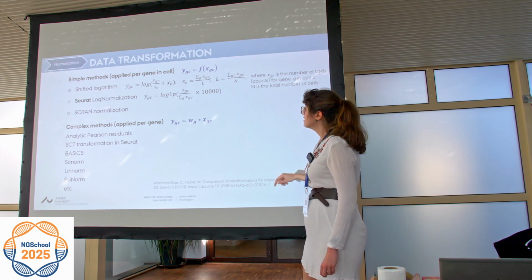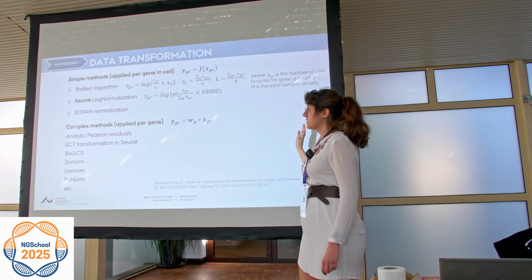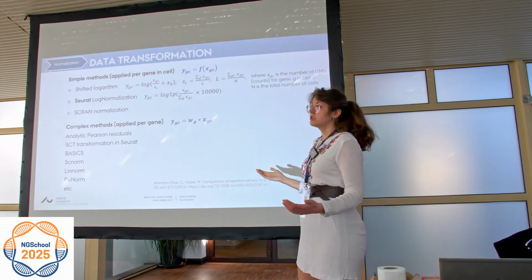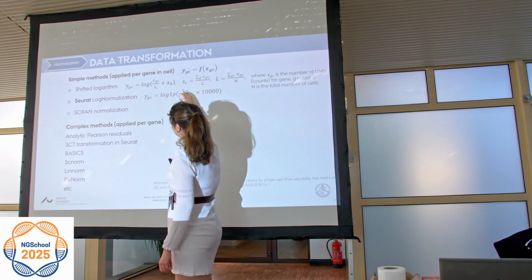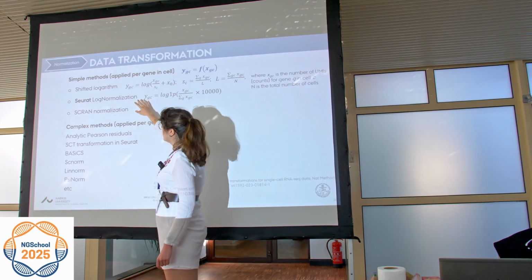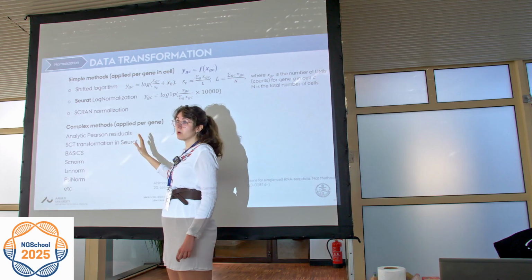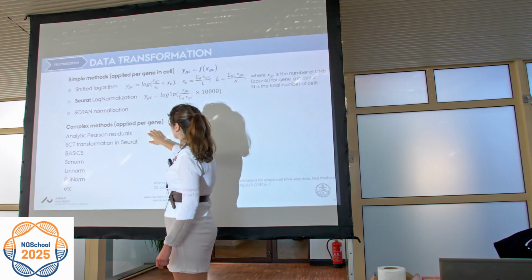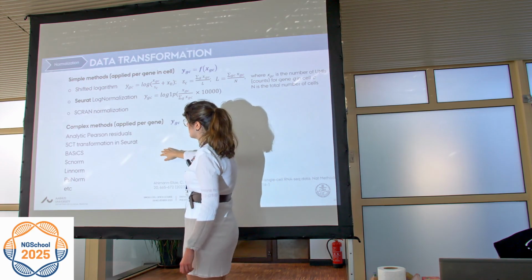in our field. And they found that the shifted logarithm outperformed all the other methods. But let's try to understand what all these methods actually are. The shifted logarithm, the simple methods, are applied per gene in a cell. And the complex methods are models, and they are applied per gene. Basically, this requires more computation than that.